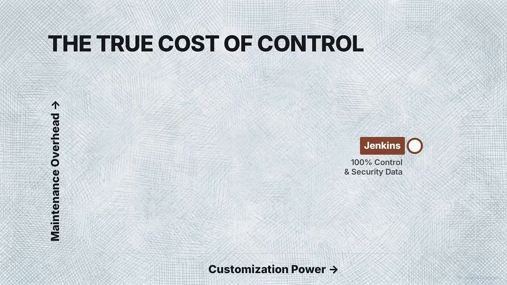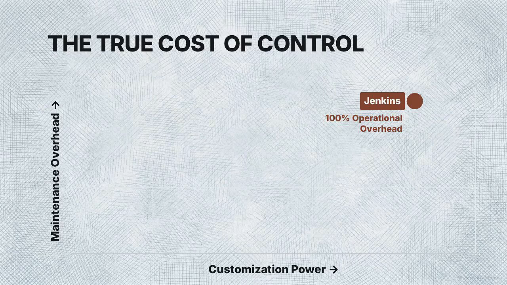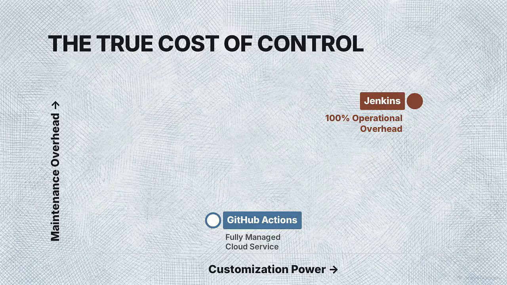But taking ownership of the hardware means assuming 100% of the operational overhead. Your team is solely responsible for ongoing server maintenance, software updates, and security patching. GitHub Actions takes the opposite approach. It lands lower on the maintenance axis because it is a fully managed cloud-hosted service built natively into GitHub.